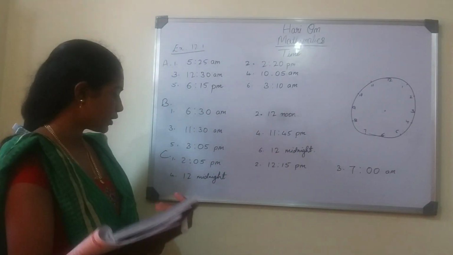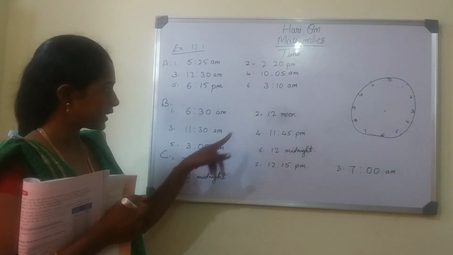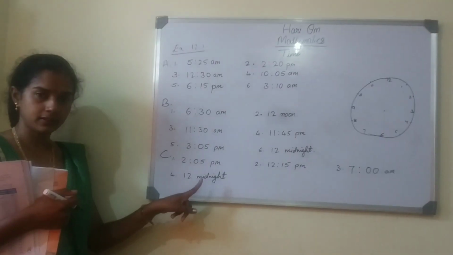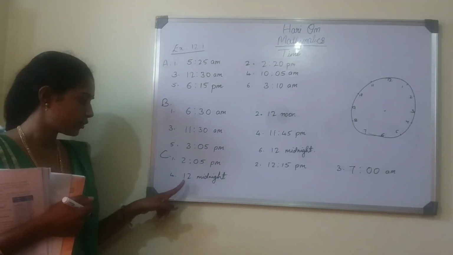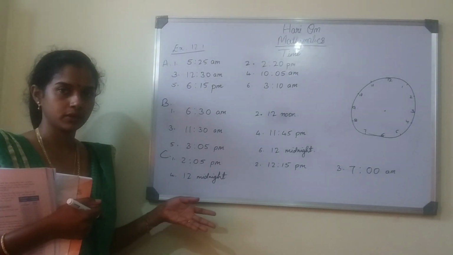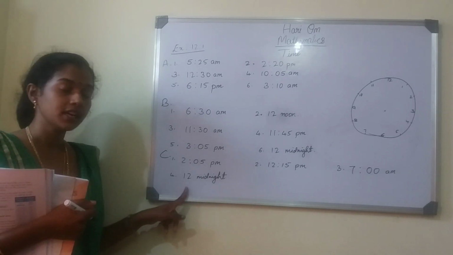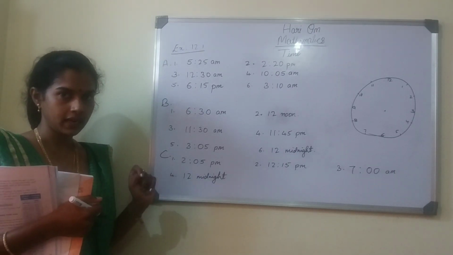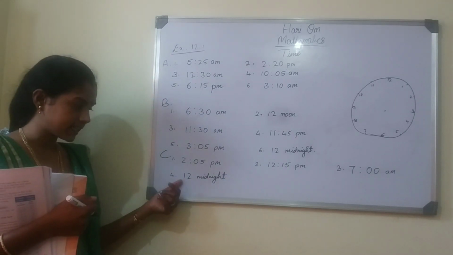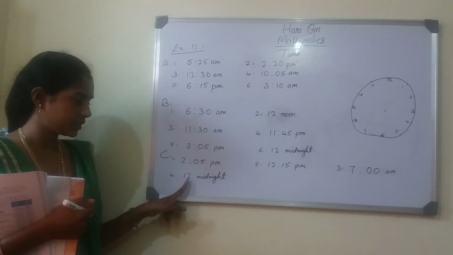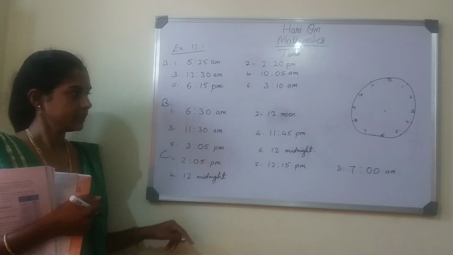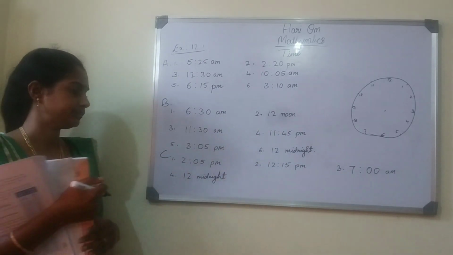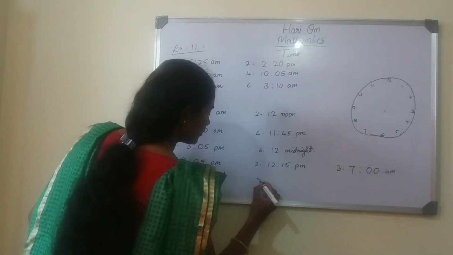Understood, children? So exactly if it is 12, we can write it as 12 noon or 12 midnight. So if it is 12:15 or 12:05, you can write 12:05 a.m. Okay, children? So after midnight, 12:05, you can write it as 12:05 a.m. But here it is exactly 12, so you can mention it as 12 midnight. Here we have mentioned 12 noon.